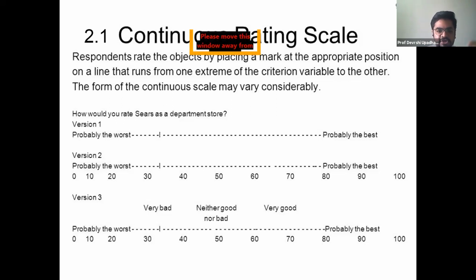But if I talk about version two, version two has probably the worst and probably the best, but as a researcher, I have given the value from 0 to 100. Now 50 is the midpoint, so 0 to 50 has the value of probably the worst, and from 51 to 100 will have the value of probably the best. So the more the value is near to 100, that means Sears is a best store, and the more the value is near zero, that means the verdict is that it is probably the worst store.